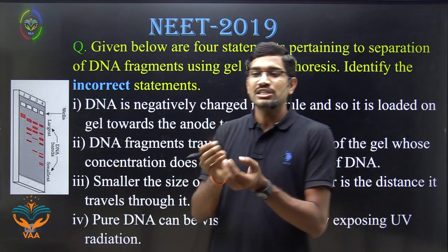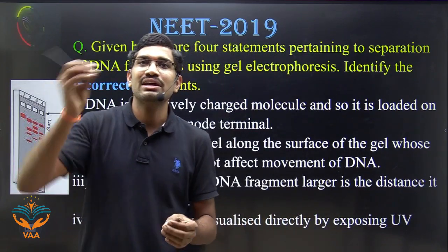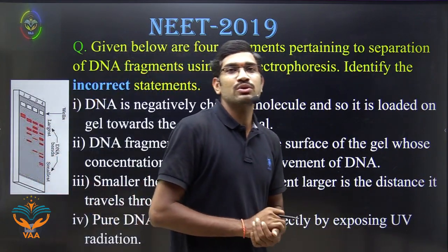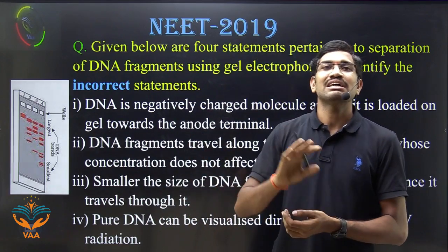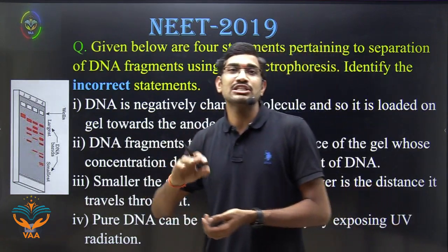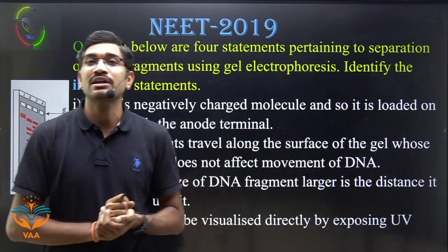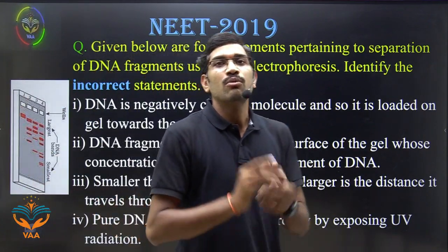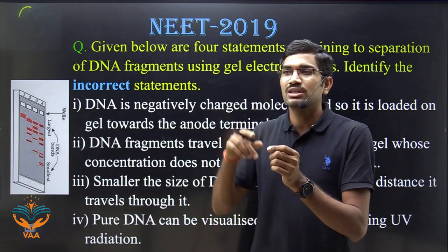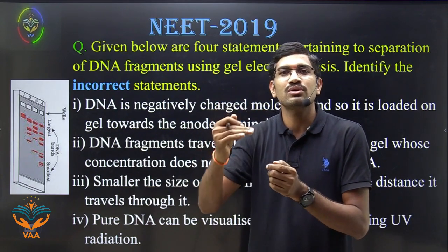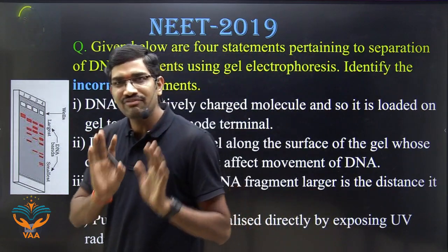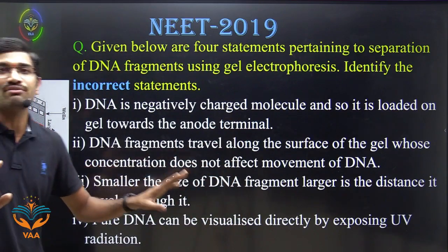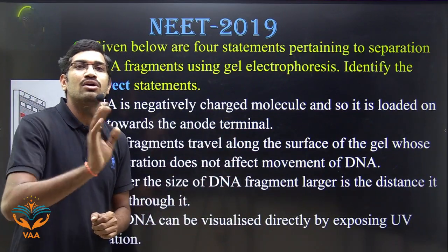Please remember, while preparing the agarose gel, we are adding the agarose powder. So 0.5%, 1%, 1.5%, 2% gels we can prepare, so that when we are adding more and more agarose, what happens? Pore size will decrease, so the movement of molecules will be slower. Understood or not? So in this way it will affect, but here they are saying it will not affect. So that's why this statement is also wrong.